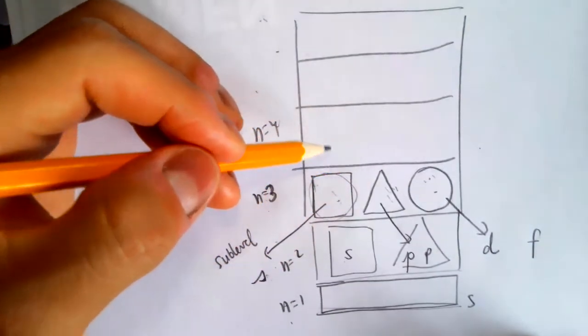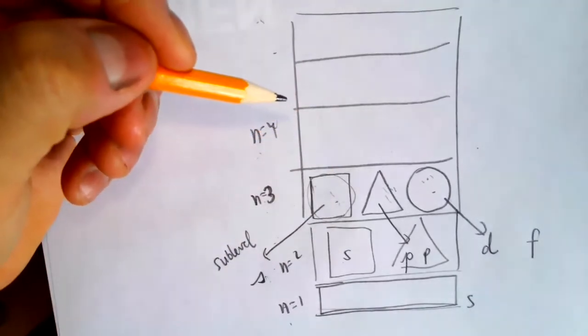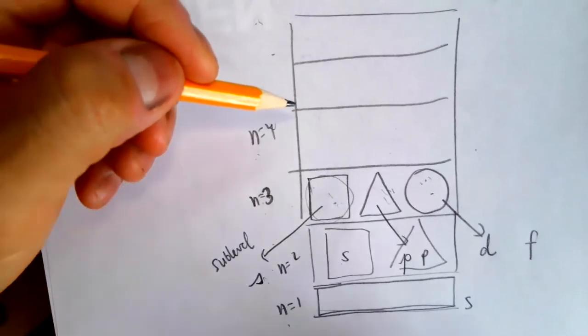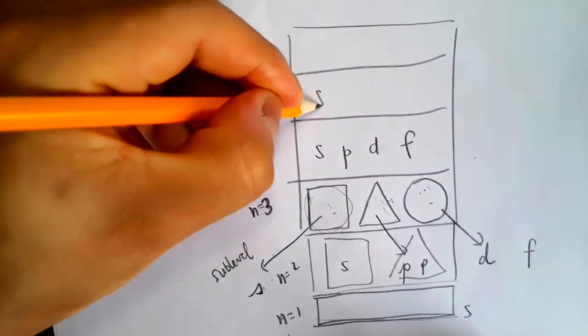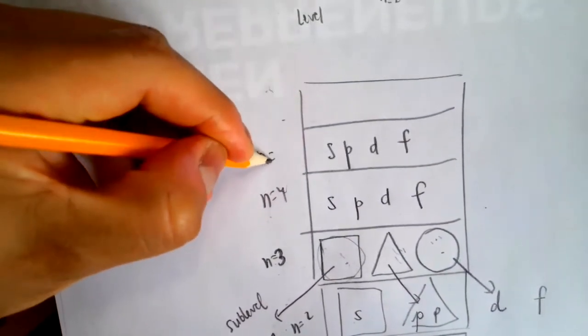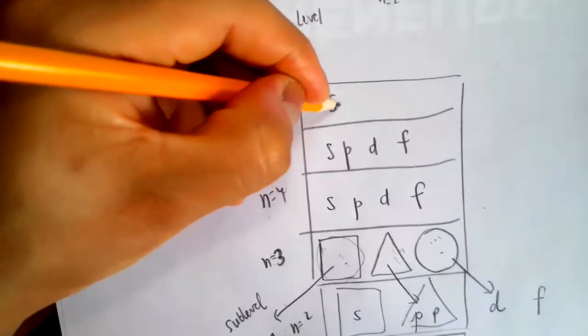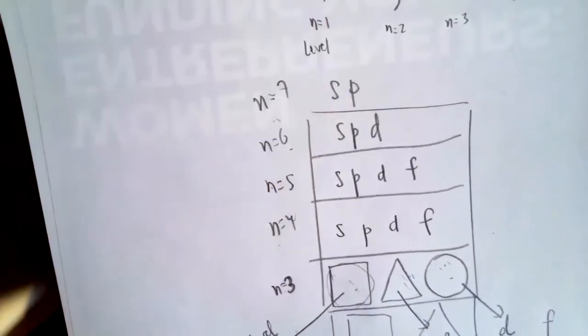Level four has four sublevels, right? This one has S, P, D, F. Five also has S, P, D, F. Six has, again, S, P, D. And seven has also S, P, okay?